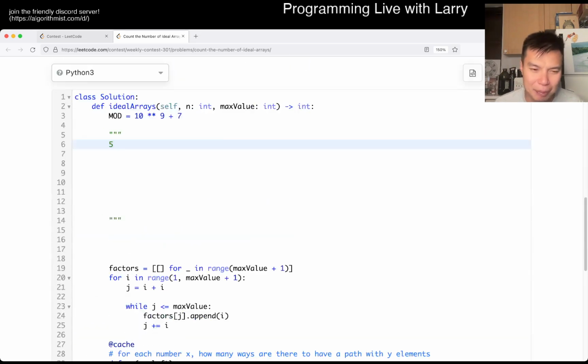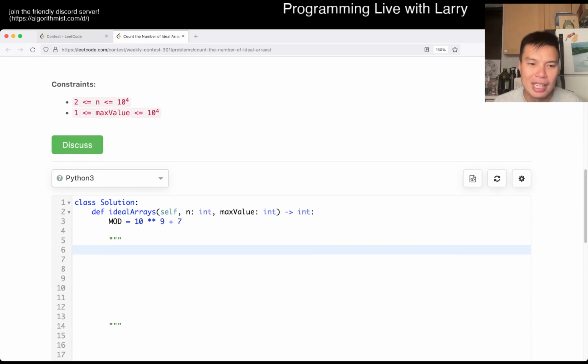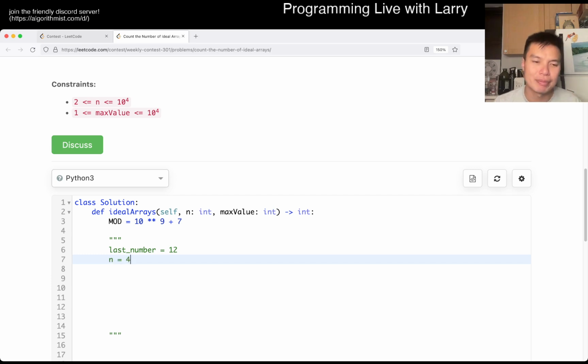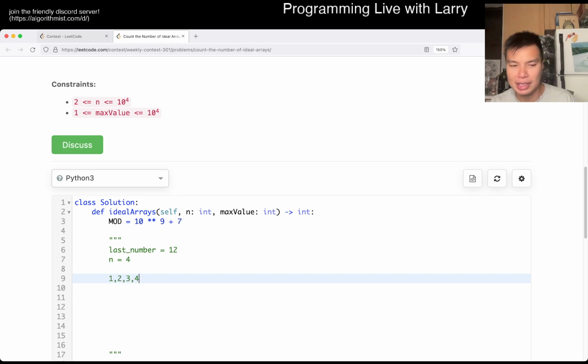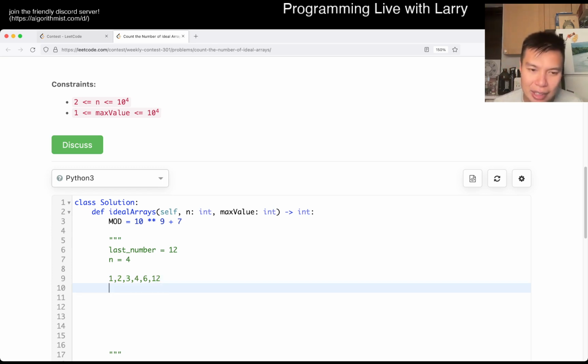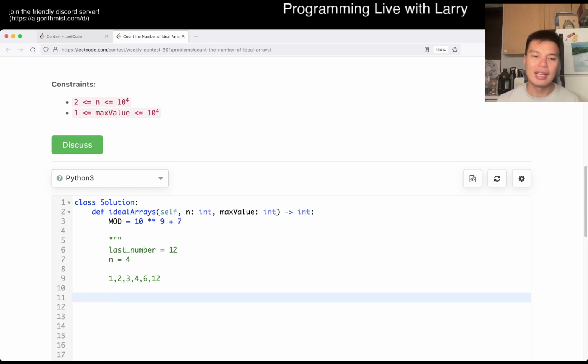Actually, let's choose another number that isn't a prime. So let's say 12, right? Let's say the last number is equal to 12, and let's say n is equal to 4, okay? So then what are the factors of 12, right? It's 1, 2, 3, 4, 6, 12, say. And there are a couple of ways you can do it, but this is the way that I have it.